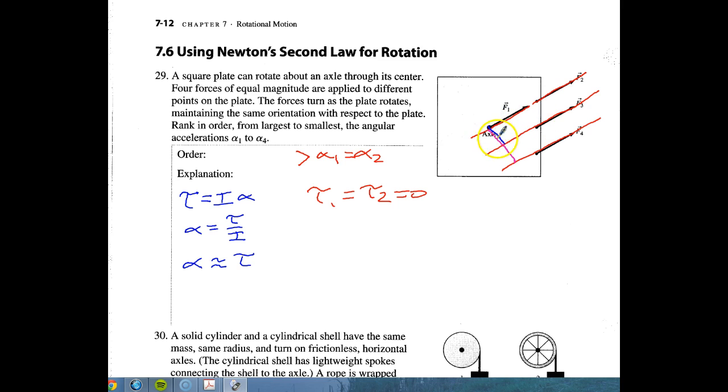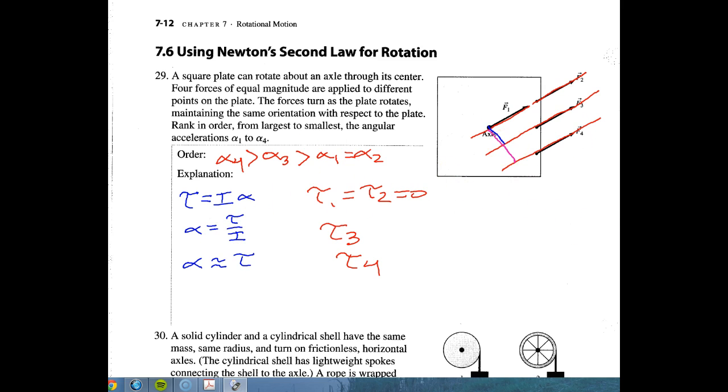If we look, the next biggest one will be the torque on number 3, because it has this little moment arm here. So that's torque number 3, which means angular acceleration number 3. And then the one with the biggest angular acceleration will be the one that has the largest torque, which is 4. So the angular acceleration here is 4. And that's how we rank these. So we really looked at the torque, knowing that the moment of inertia for this square piece is the same for each one of the forces.